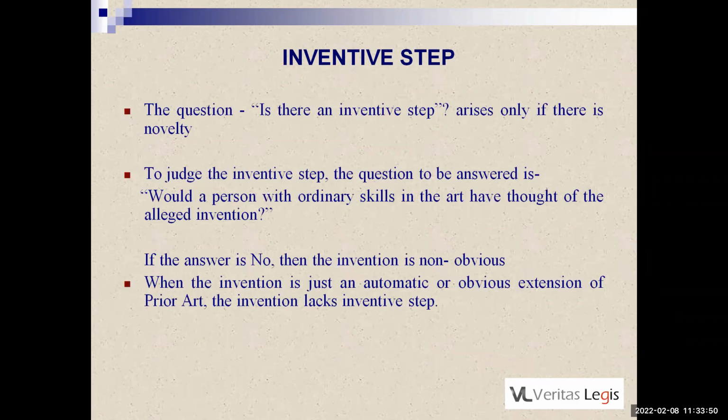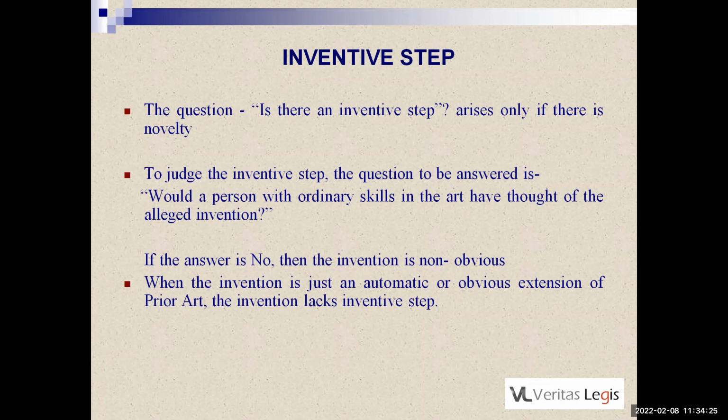Now, when we are discovering or solving the problem, whether it is inventive or not, the question is: is there an inventive step? But an inventive step will come only once the invention is novel. If the invention is not novel at all, there is no question of inventive step. So first is novelty. As we have discussed earlier, it should be novel, that it should not be present anywhere. But if the invention is novel, then whether it is inventive or not.